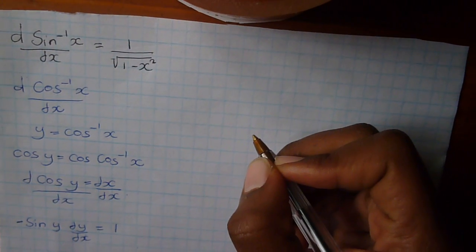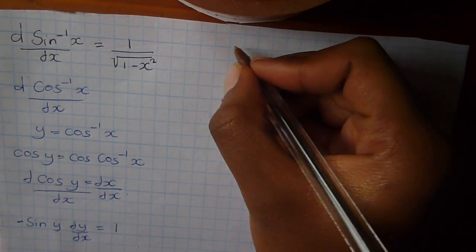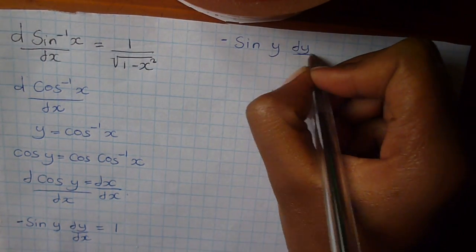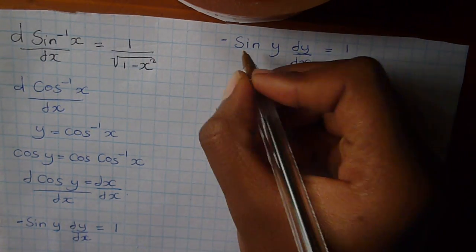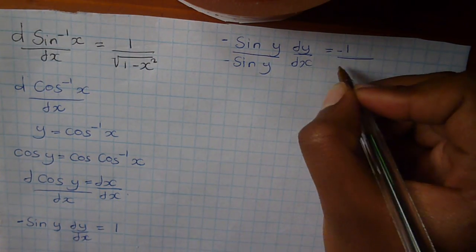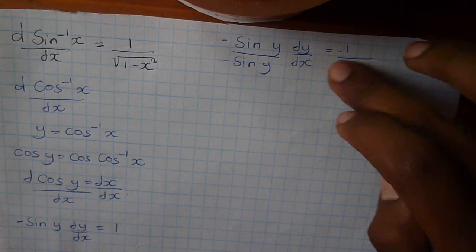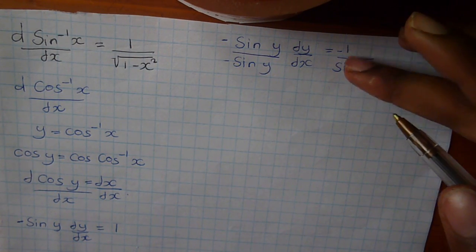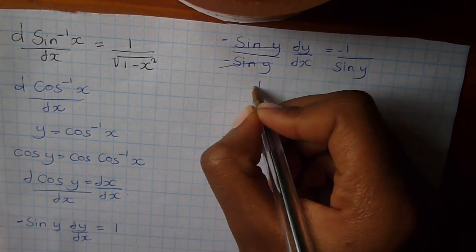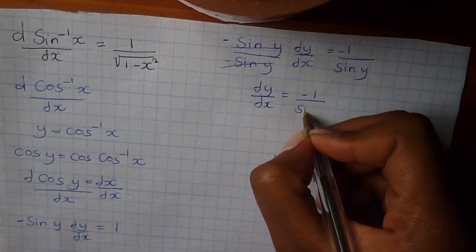From there, we'll just rewrite the equation again. Negative sine y dy over dx is equal to 1. So we'll divide both sides by negative sine y. It's okay to put the negative sign here since it just makes the whole fraction negative, so that and that will cancel out. So you get dy over dx equals negative 1 all over sine y.